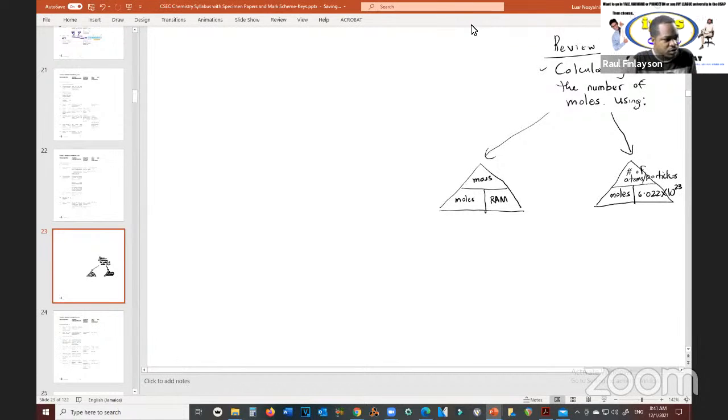And that's what we were doing last week. And then this moles goes into this moles here. In other words, it depends on the question that you get. But at least now you should know that these two formulas can be used if the case calls for it. So yeah, that's a very good revision from you guys.